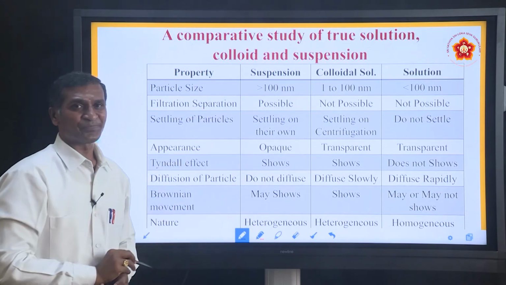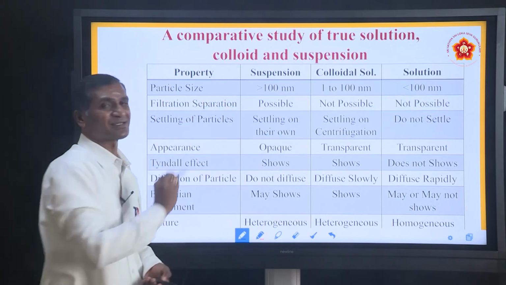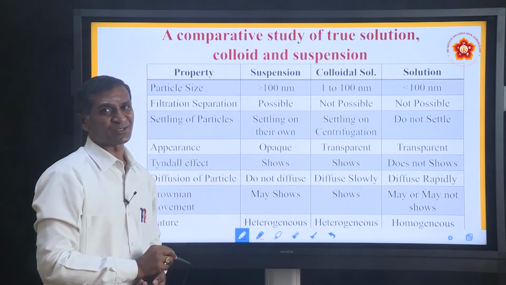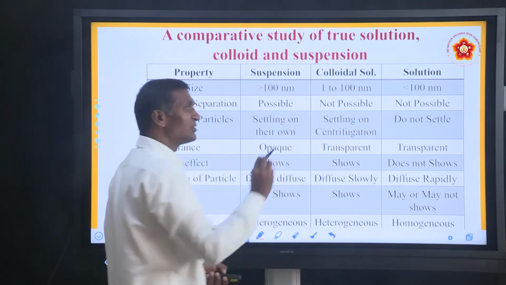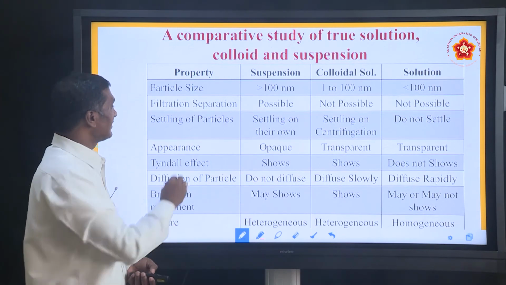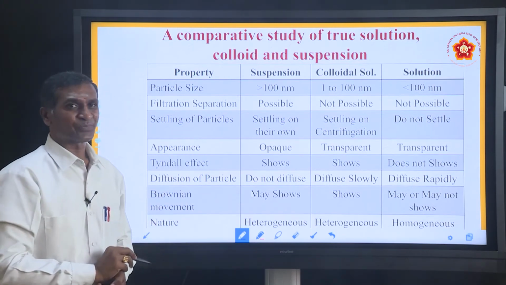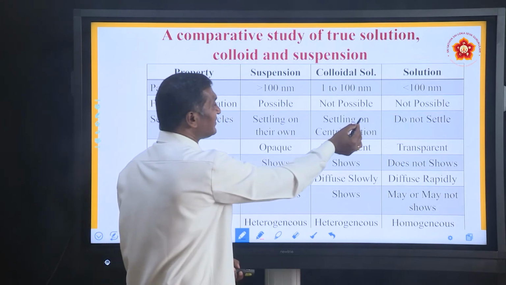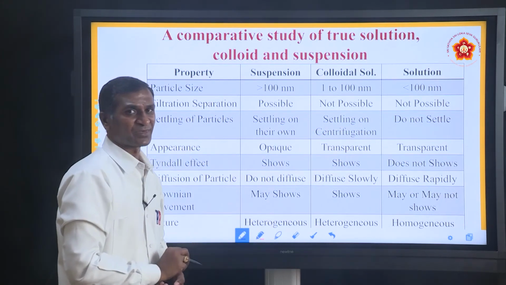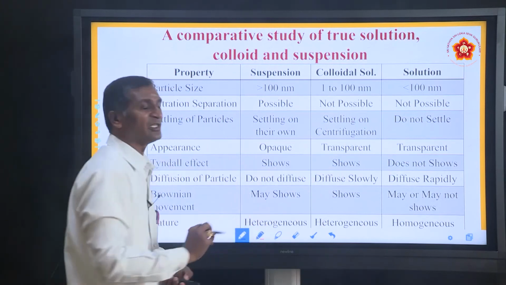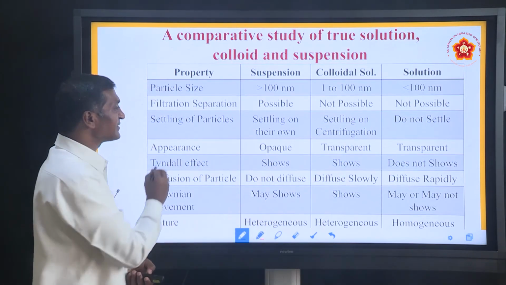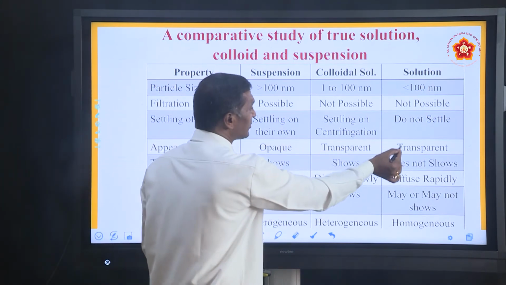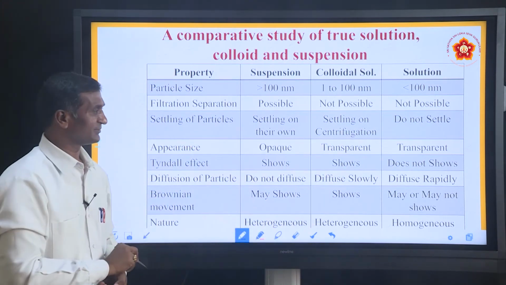Filtration: a suspension is easily filtered. It is not possible to separate the solute in a colloid, and in a solution also it is not possible. Settling of particles: in suspension they settle on their own, whereas in colloids they settle on centrifugation. The particles do not settle in solution. Appearance: suspension is opaque, colloid is transparent, and solution is also transparent.